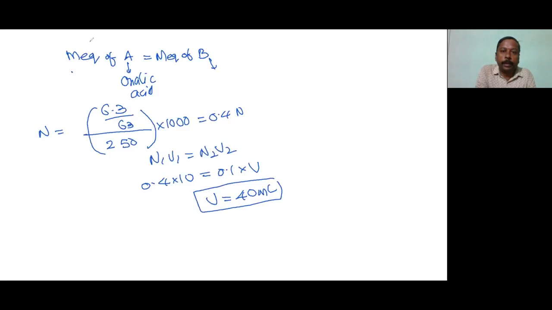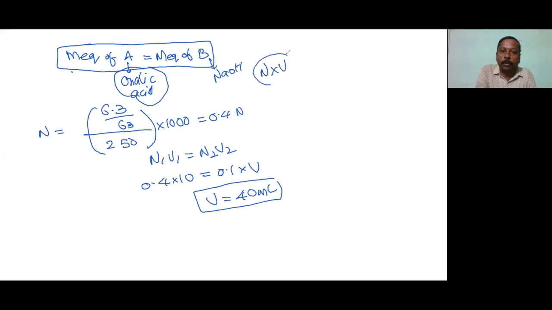Here, in any neutralization or redox reaction, once we say the reaction is complete, both milliequivalents must be the same. In this question, oxalic acid is A and NaOH is B. The milliequivalent formula is normality times volume. If the volume is in milliliters, it gives milliequivalents. If the volume is in liters, it gives equivalents.